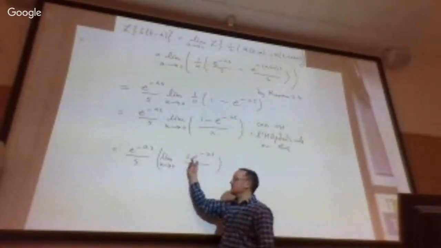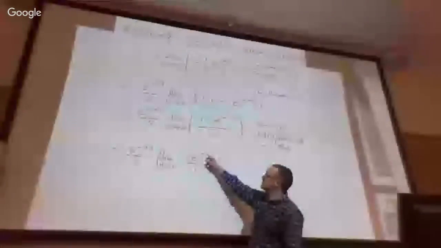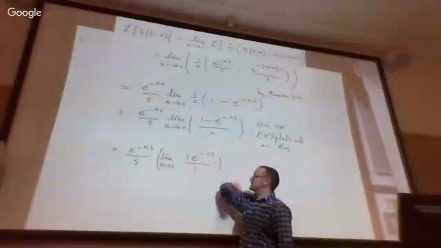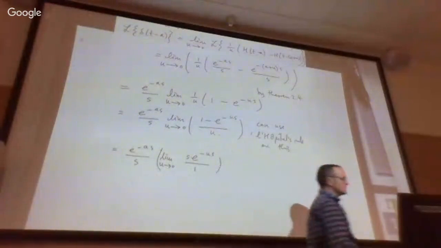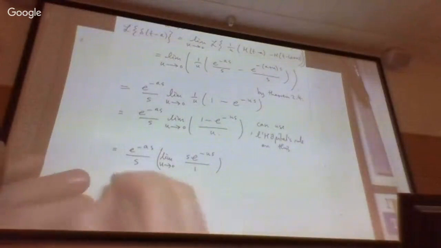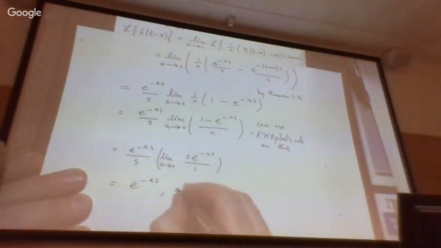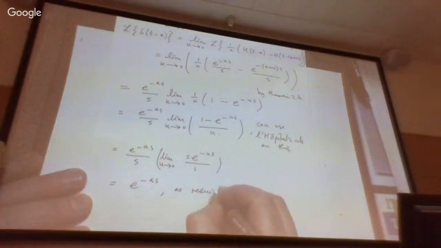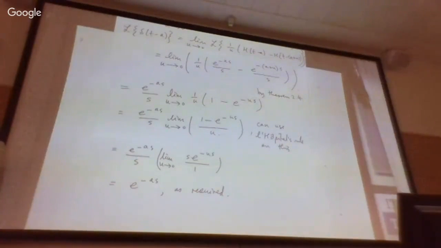Now we can just evaluate the limit by substituting u equals 0. So you have e to the 0, which is just 1, so you just have s. The s that you get will cancel with that s. So you just get e to the minus as, as required. That's what we said we would get. So that, just at the top of the page there, is the Laplace transform of the Dirac delta.